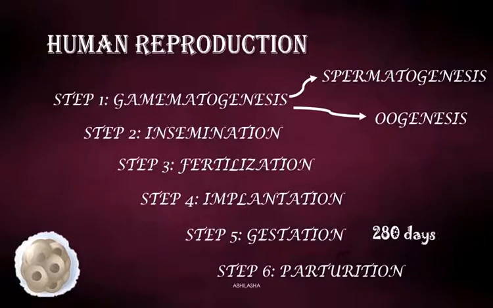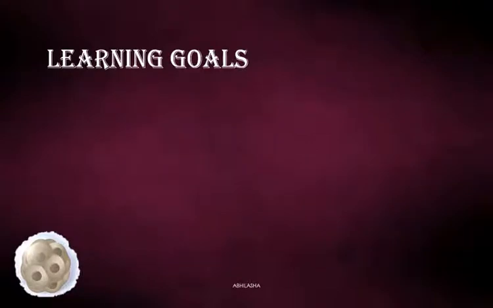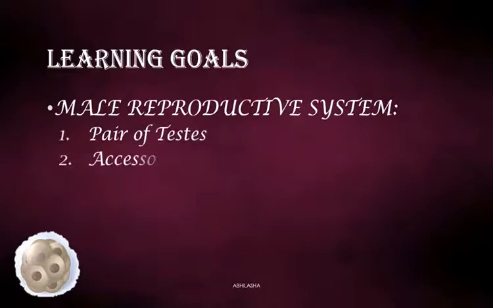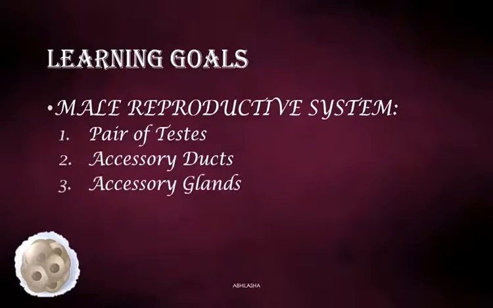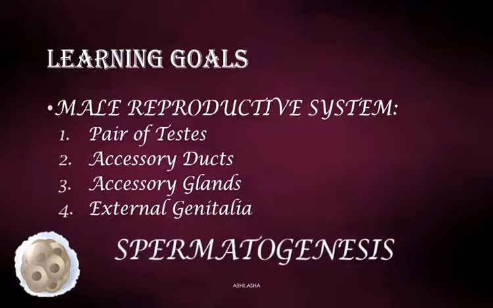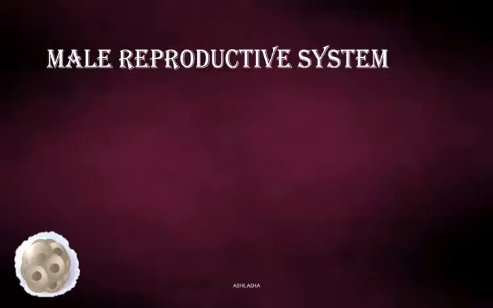So in this lesson, we'll be doing all these events in detail and also a comparison of the male and female reproductive process. Our goals for this session are a detailed study of the organs that form the male reproductive system. We'll also try to cover spermatogenesis, or the formation of sperms. Now let's begin with the male reproductive system.